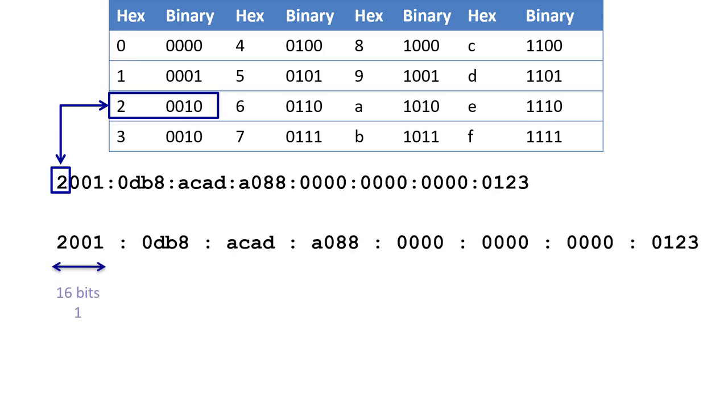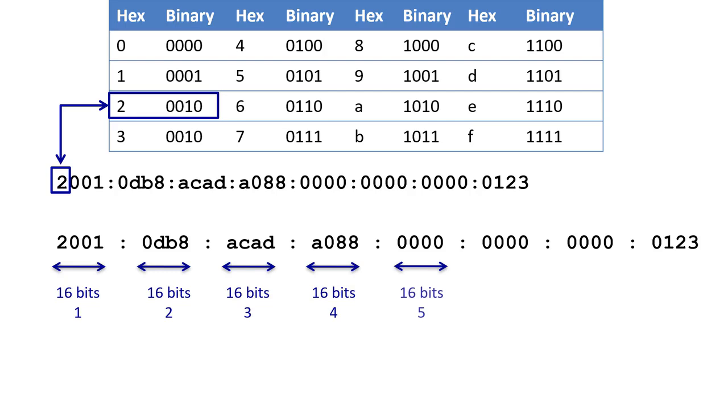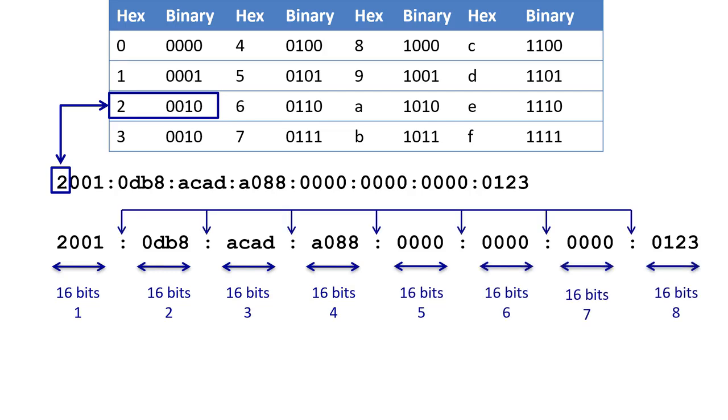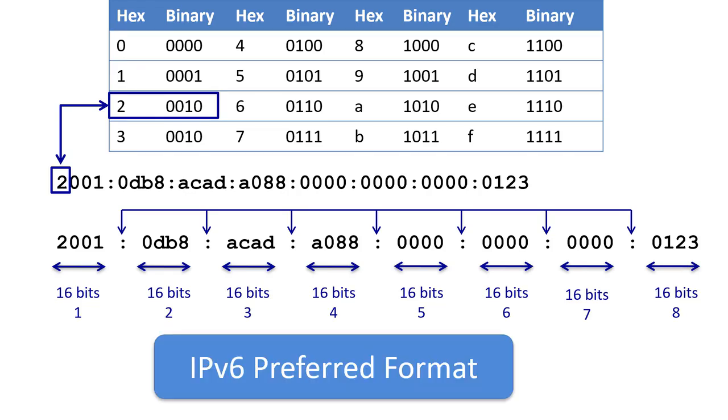Every 4 hexadecimal digits is 16 bits, separated by a colon. Each hexadecimal digit is 4 bits, which makes it easy to represent the 128-bit IPv6 address. Each set of 4 hexadecimal segments is sometimes referred to as a hextet. When written with all 32 hexadecimal digits, this is known as the preferred format, which doesn't mean it is always the preferred way to display the address.